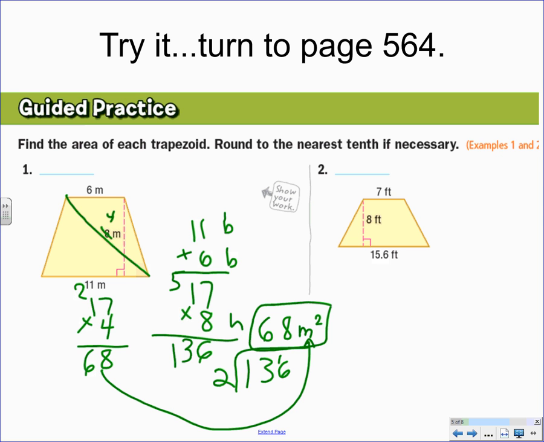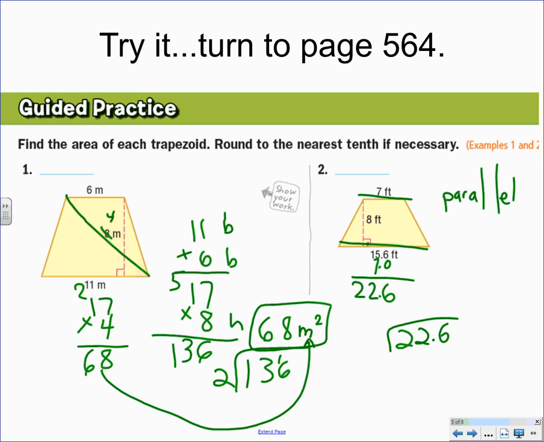I see a decimal. I know I have to add the bases. And by the way, the bases are always parallel to each other. Right? The bases in a trapezoid are always parallel. So 15.6 plus 7, which is 7.0, is 22.6. I could divide that by 2 if I want, because I know it's a triangle. I always have to divide by 2. I get 11.3.